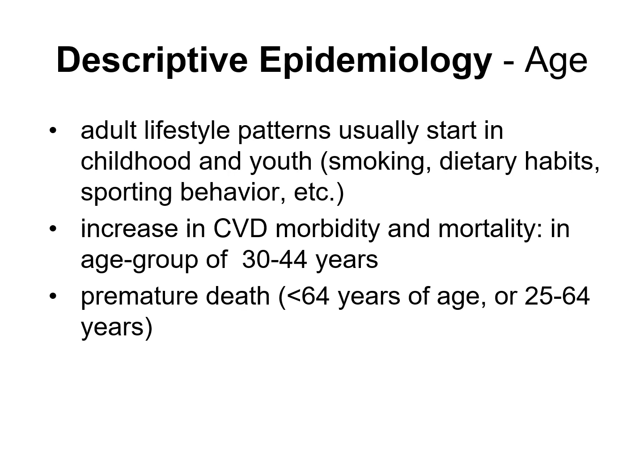As the age increases, the cardiovascular disease morbidity and mortality becomes maximum in 30 to 44 years of age and results in premature death. So it's a continuum. If you have a look at it, from childhood and youth into adult life, the patterns, the smoking, the dietary habits, the sporting behavior, if they are not taken care of, result in cardiovascular disease morbidity and mortality, which hits the 30 to 44 years prime age group, and the premature death, which is less than 64 years of age, or 25 to 64 years of age. It's below 64 years of age.